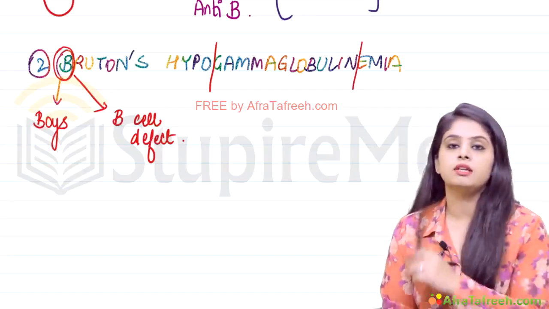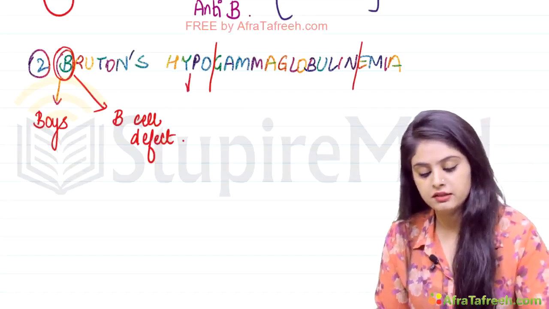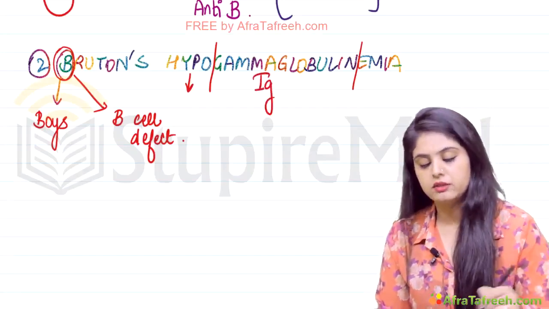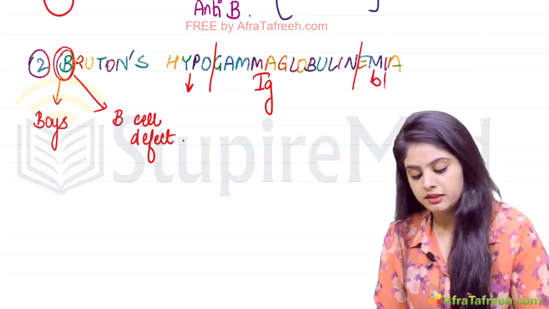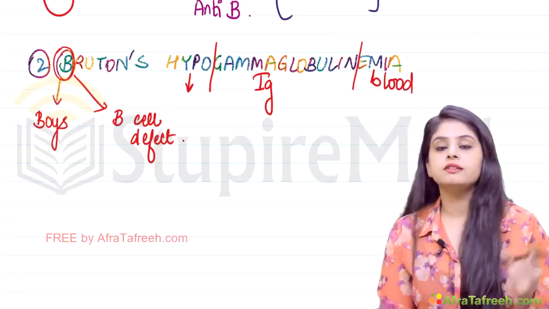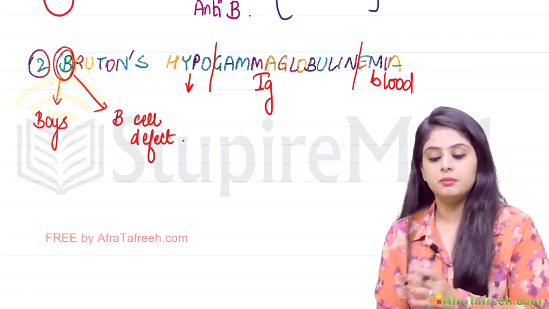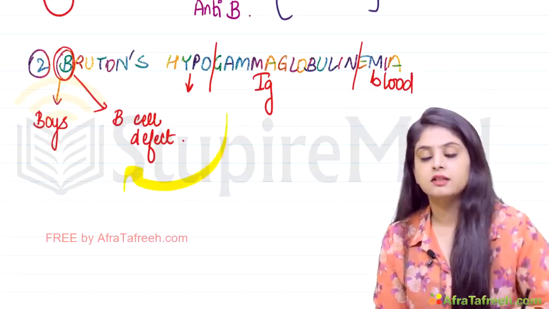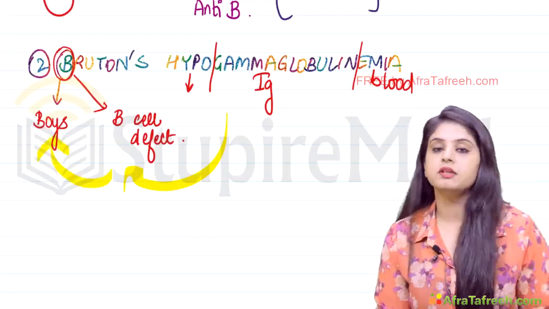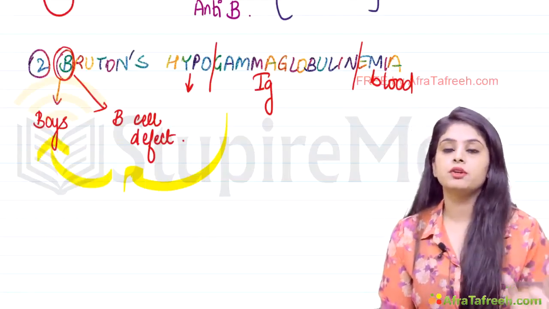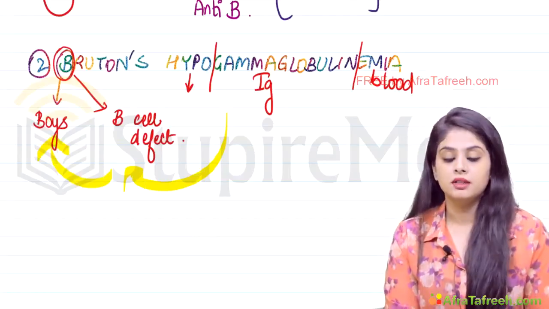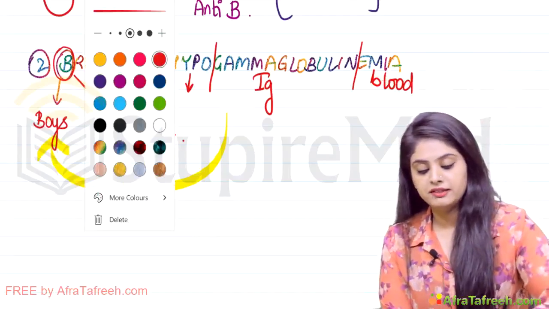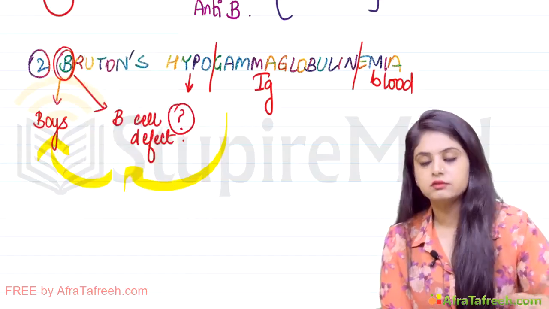Hypogammaglobulinemia. Again breaking it: hypo means a decrease, gamma globulin means nothing but an immunoglobulin, and emia means in the blood. So there is a decrease in immunoglobulins in the blood. Why? Because there is a B cell defect, and this disease is seen more in boys. Simple, Bruton's hypogammaglobulinemia. What we need to add on to this is, what exactly is this defect?